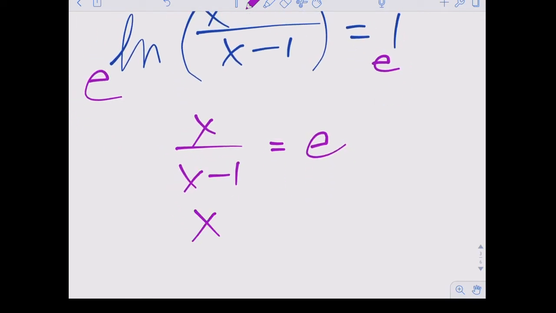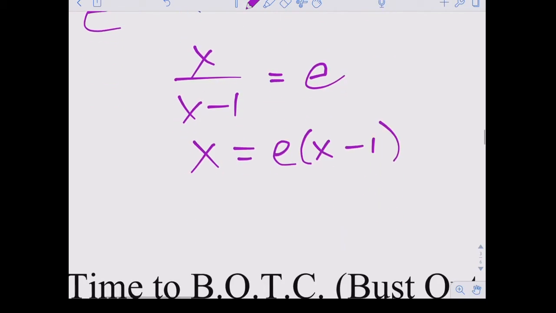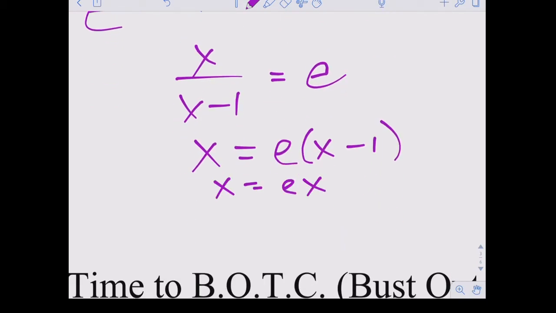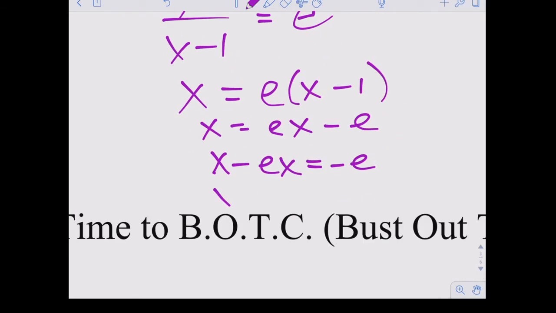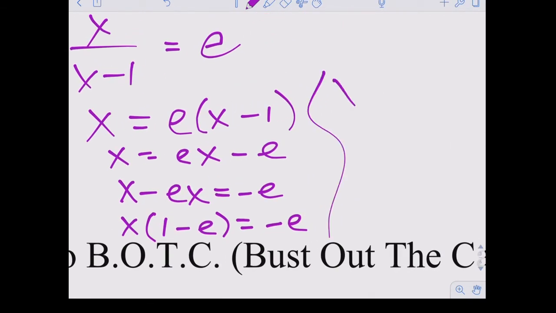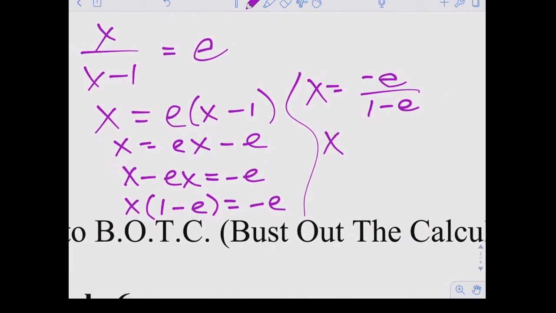I would cross multiply here, x equals e times x minus 1. If you distribute, you get x equals ex minus e. If you bring the ex to the other side, you get x minus ex equals negative e. If you factor out an x, now you get x times 1 minus e equals negative e. And then you divide through and you get negative e over, oops, I put 6, wow. Negative e over 1 minus e. Oh boy. Now I don't like the way that looks, so I will multiply by negative 1 over negative 1. And I get positive e over e minus 1. I like that better.